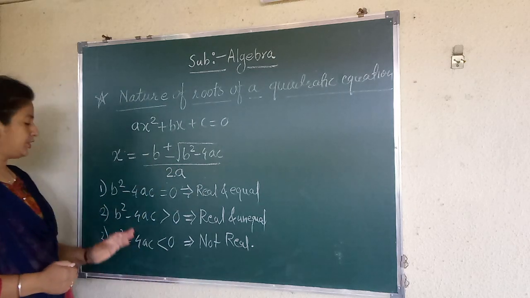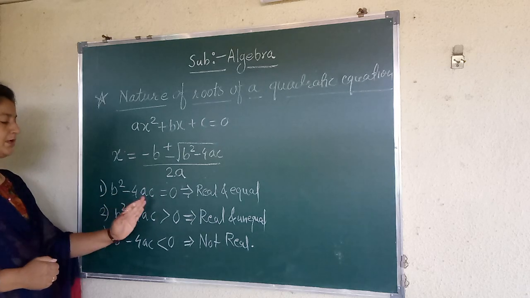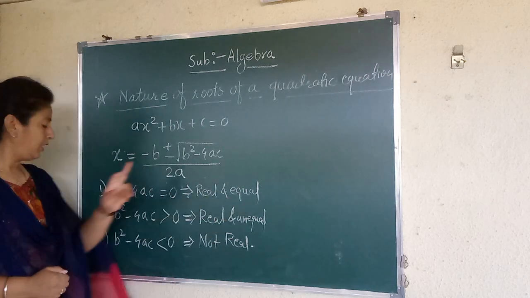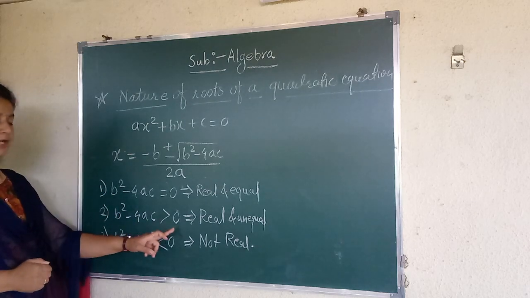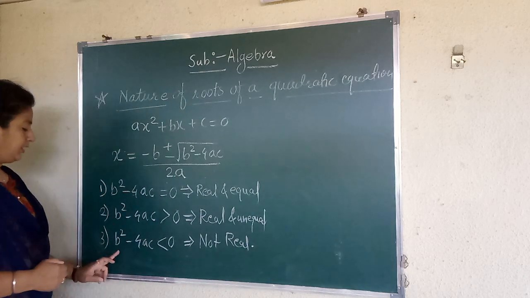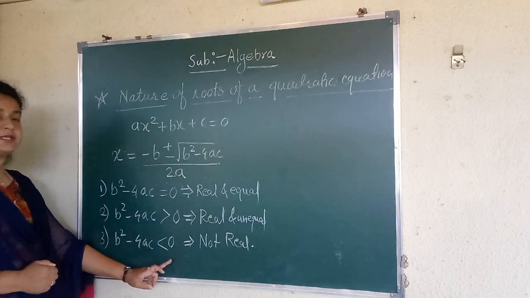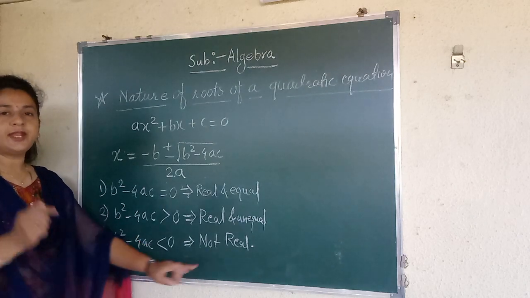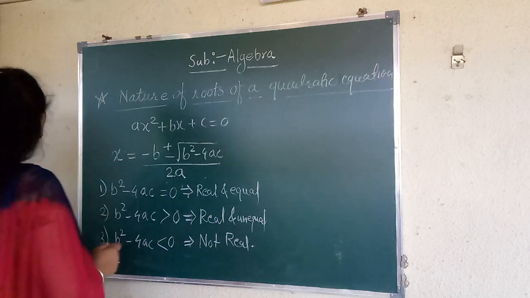Here are the three conditions. First one, b square minus 4ac is equal to 0, roots are real and equal. B square minus 4ac is greater than 0, roots are real and unequal. And when b square minus 4ac is less than 0, the roots are not real. Now one example we will take, then you will understand.